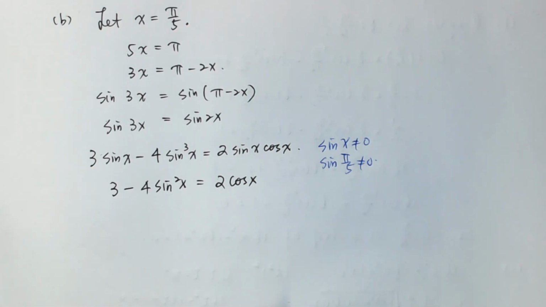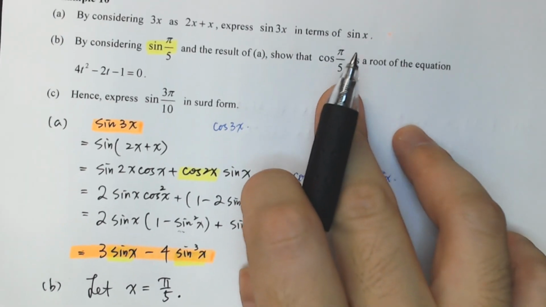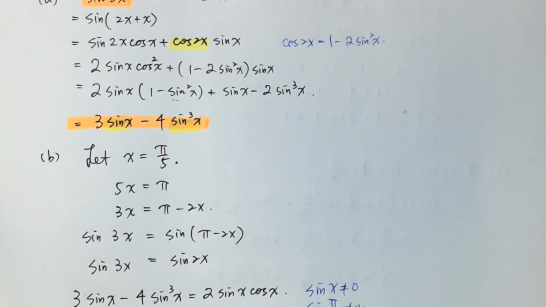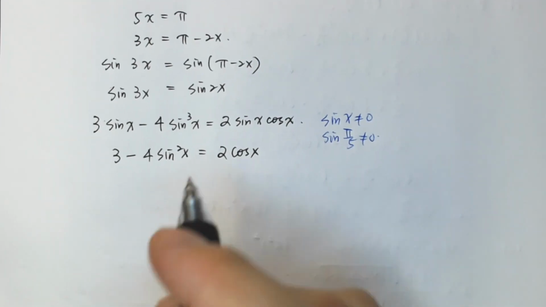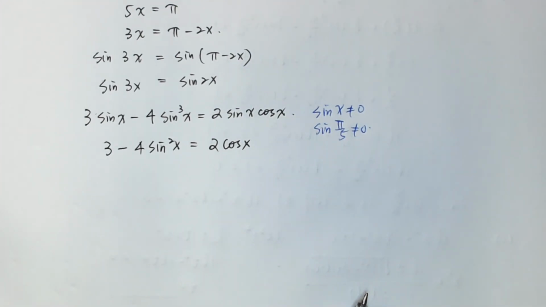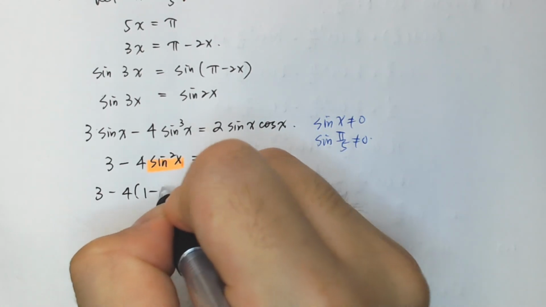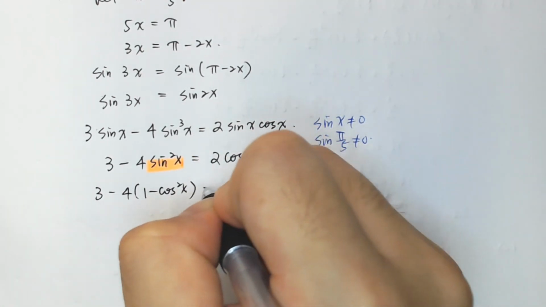And finally, what you need to show? You need to show cosine of pi over 5 is a root. That means here cosine x is a solution. So you need to rewrite this sine square x into cosine by using identity.